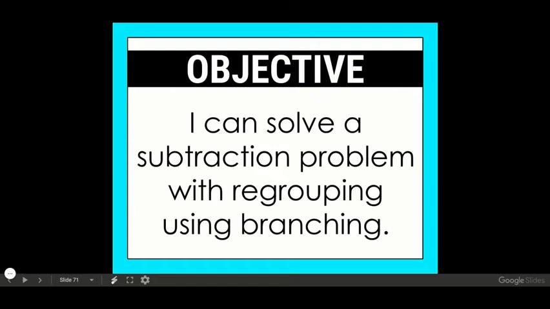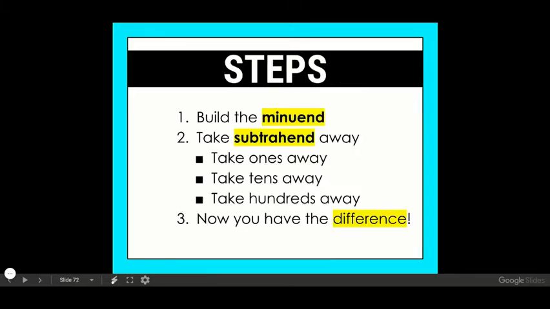Our objective for today is I can solve a subtraction problem with regrouping using branching. So remember our steps for subtraction. Step 1 is to build the minuend. The minuend is our whole, it's the biggest number.